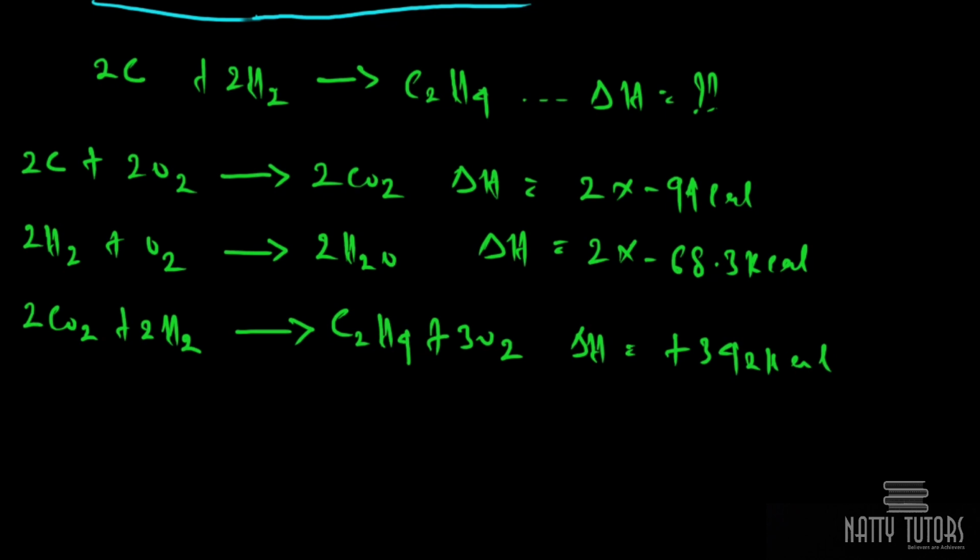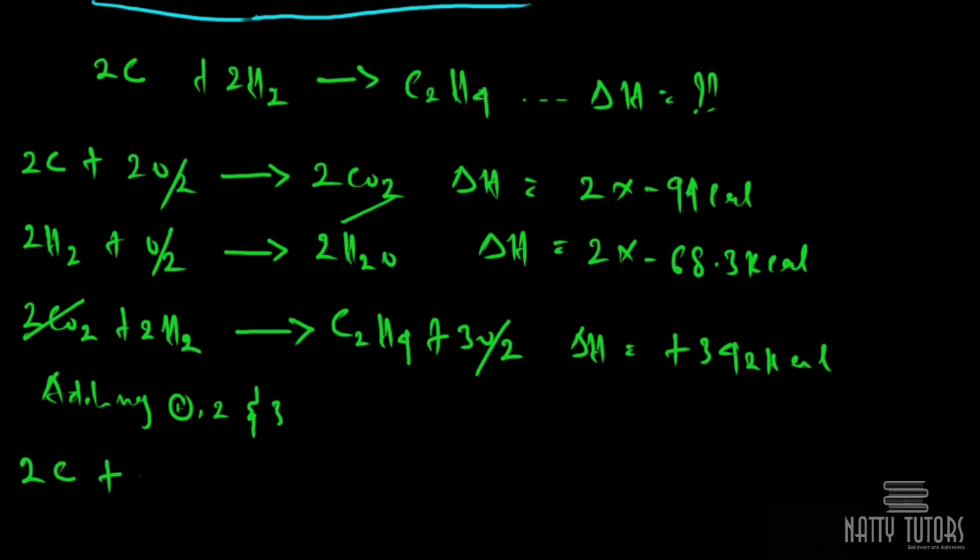So from here we can easily cancel what needs to be cancelled. Our CO2 goes off, our oxygen goes off, and when we add these two, it goes off. So adding 1, 2 and 3, we get 2C plus 2H2, which gives us our ethene. So from this now, this is our desired result.